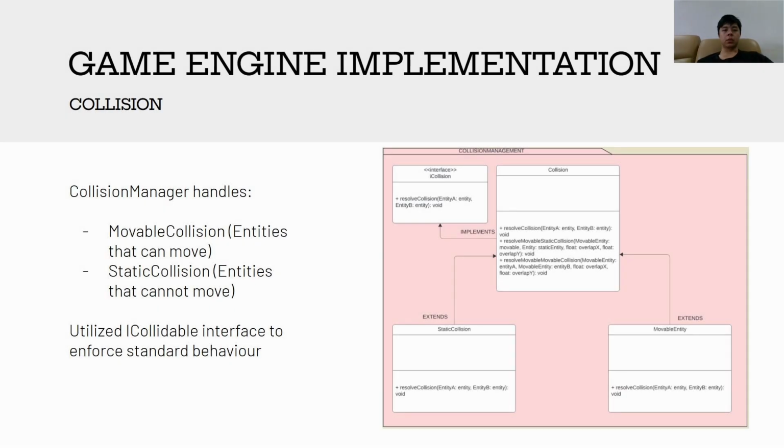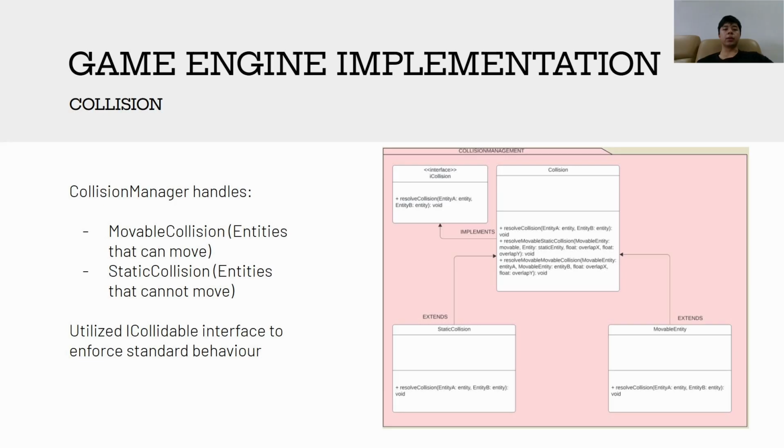Hi, my name is Kaho, and I will be presenting the collision management system in our game engine, which plays a crucial role in handling interactions between entities within the game world. It was designed with scalability, reusability, and modularity in mind. The entity component system enables efficient collision detection and response, ensuring smooth interactions between different game objects.